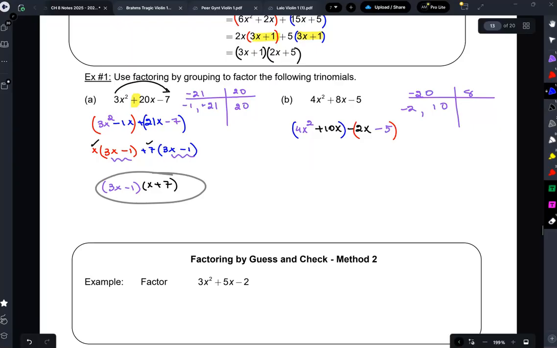I have 4x squared plus 10x. Between the 4 and the 10, what can I factor out? A 4 and the 10, I can factor out a 2. Between the x squared and the x, I can factor out an x. Now, remember what factoring out meant. It's we divide both of these by 2x. So for the first one, I get x, and then, oh my God, I get 2x. I did the same mistake again, right?